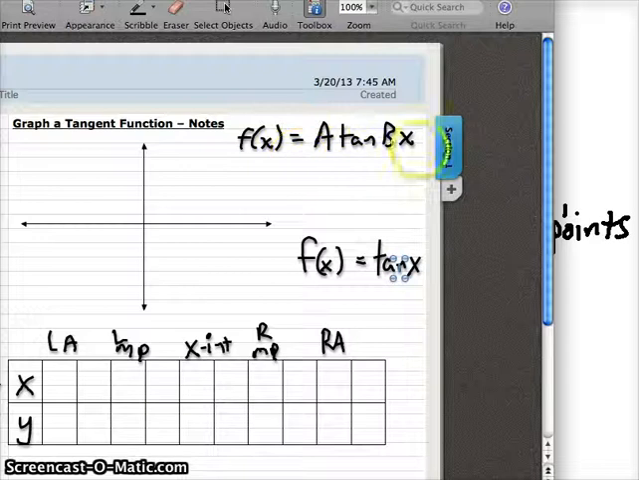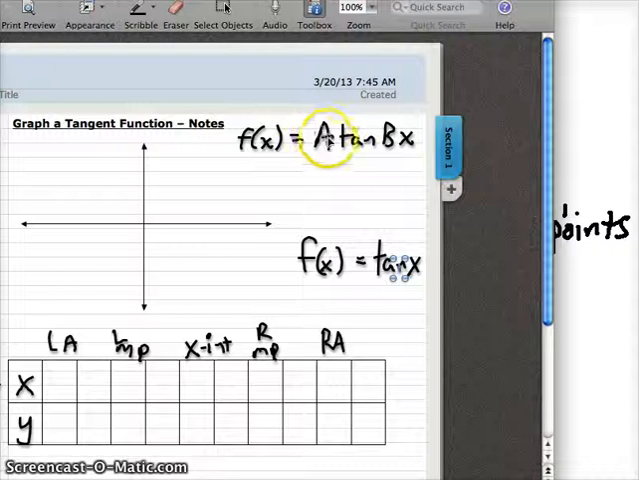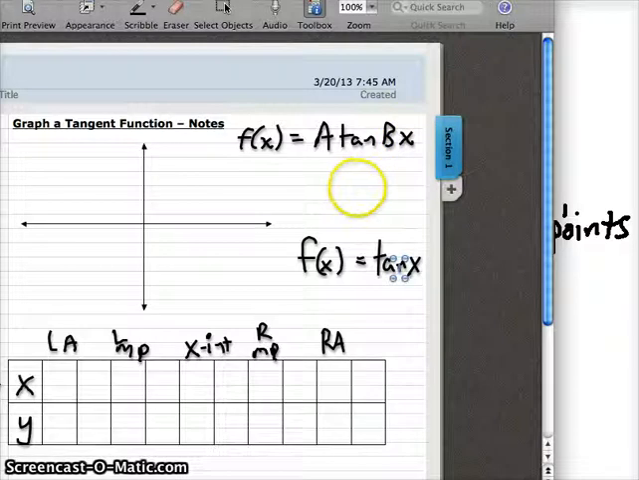In general, this is the form of a tangent function. A is always going to be a number or a value in front of the function. B is always going to be a number or value in front of x. And we're going to have equations to find our asymptotes and midpoints using a and b values.